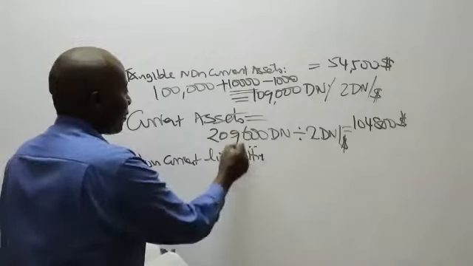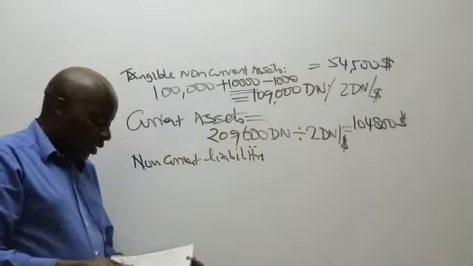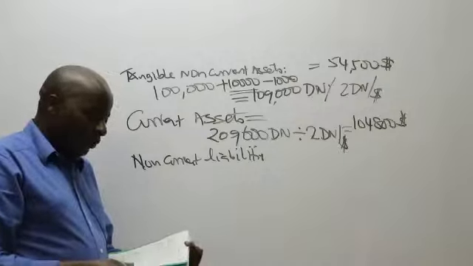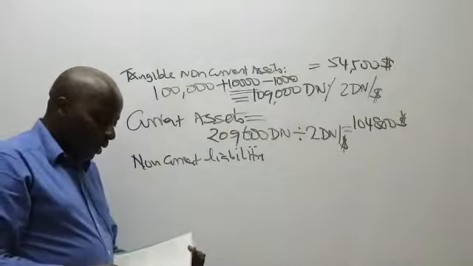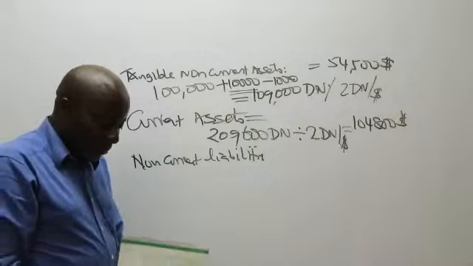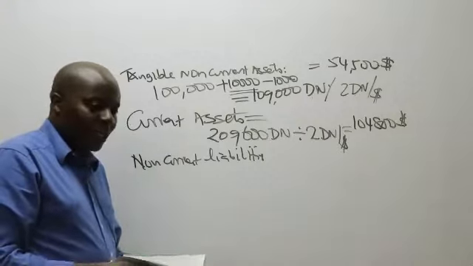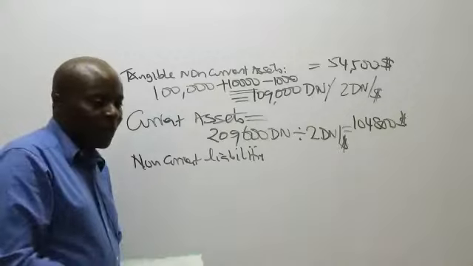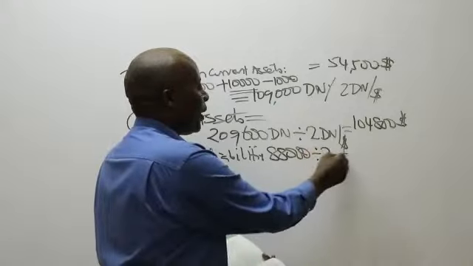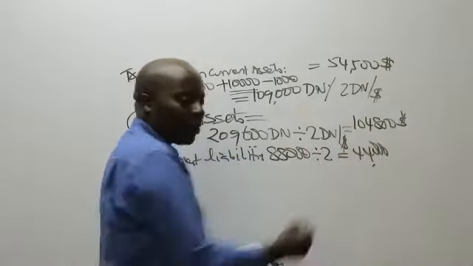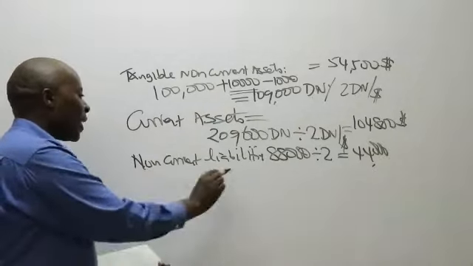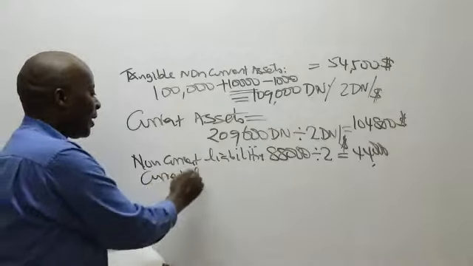Are you able to see the non-current liabilities? What figure are you able to see there? I'm able to see 88,000 for non-current liabilities for Lagos, the foreign subsidiary. So I'll take 88,000 divided by 2 again, which will end up giving me 44,000. Thank you very much. After non-current liabilities, the next one will be the current liabilities.